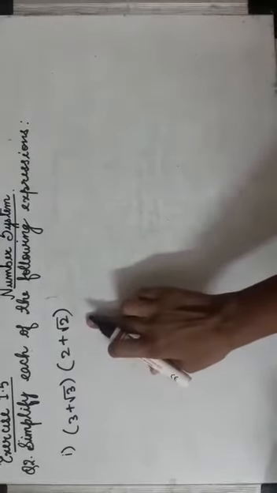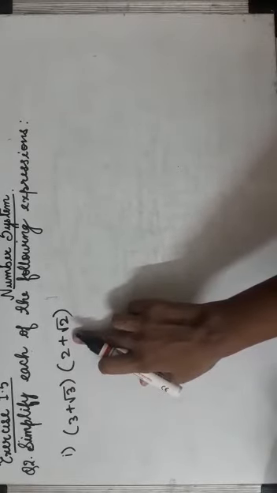Now the second question is, simplify each of the following expressions, and your first expression is 3 plus root 3 in another bracket 2 plus root 2. So we need to simplify the expression. Now see, two brackets are there, we need to multiply these two brackets. In between a multiplication sign is there, so this bracket is to be multiplied with this bracket. Now bracket multiplication, how to multiply? See here, first term of your first bracket multiply with both the terms in the second bracket.